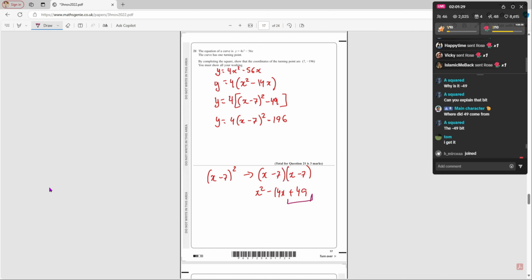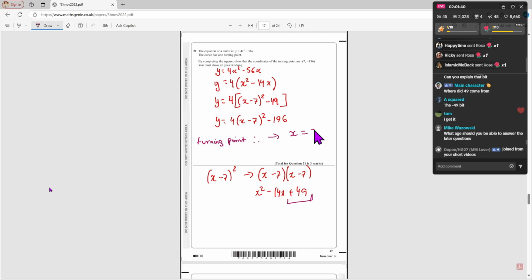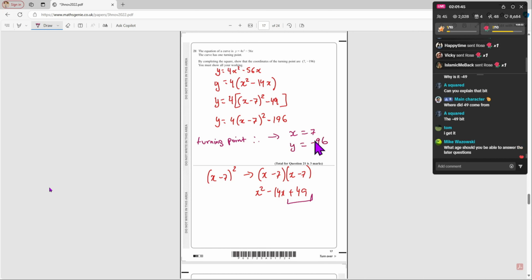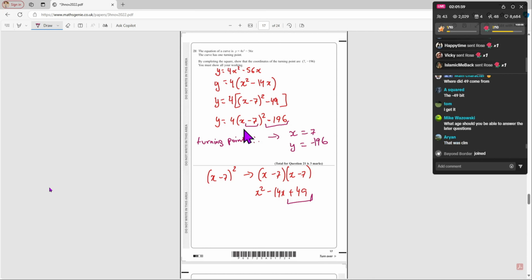And then now we can find out the two values of our x and y. So the turning point is therefore going to be x is equal to 7 and y is equal to negative 196. And remember, when you're trying to find the turning point coordinates in this form, the y-coordinate is just this number, and the x-coordinate is the opposite sign of this number over here. Okay, this is completing the square. Completing the square.